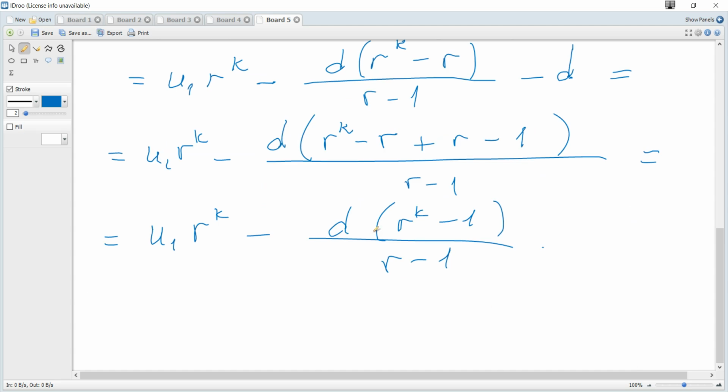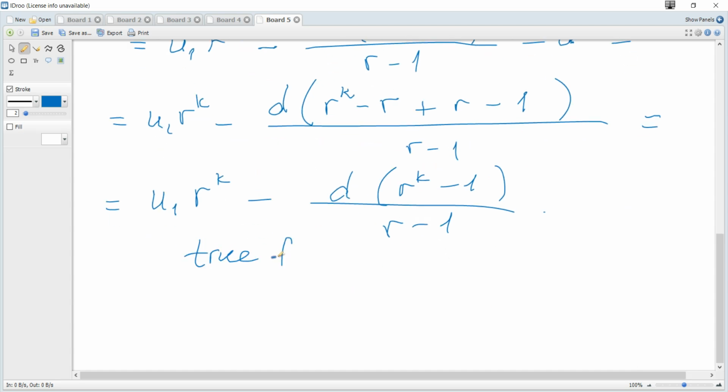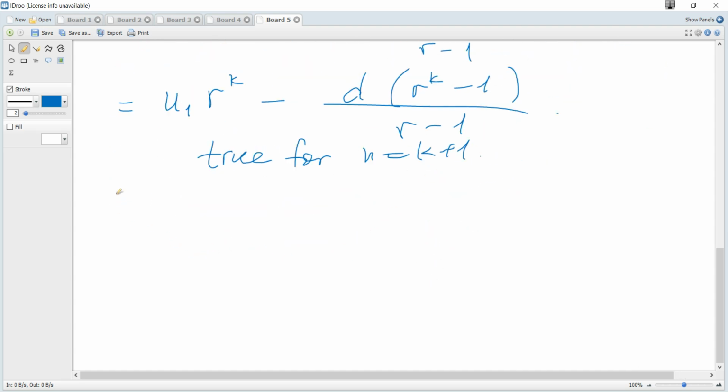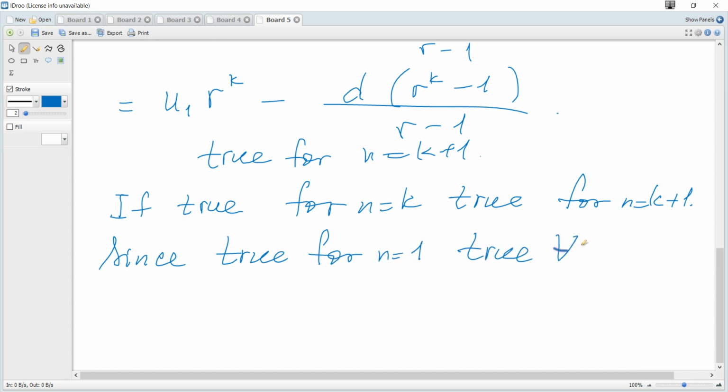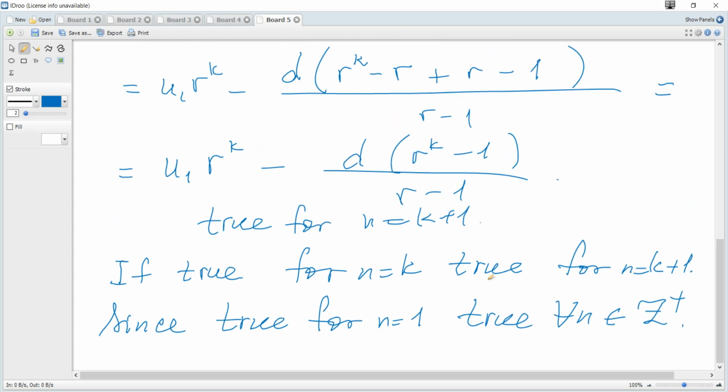Hence we can conclude that it's true for n is k plus 1. And conclusion: if true for n is k, true for n is k plus 1. Since true for n is 1, true for any n a positive integer. And that's all for this question.